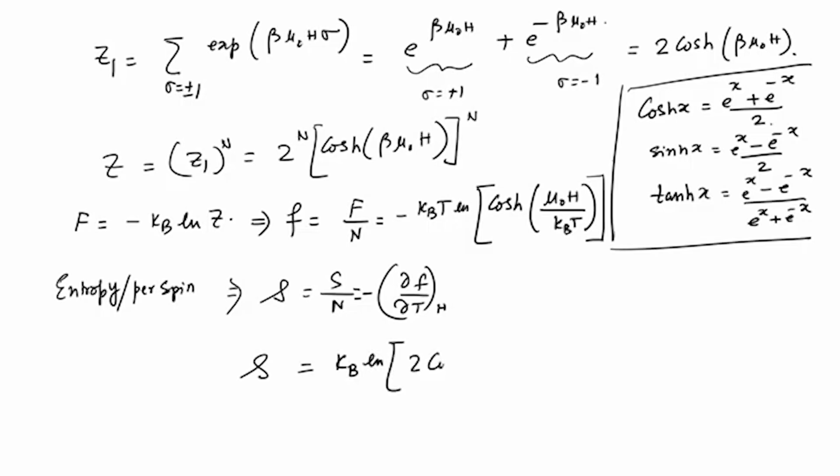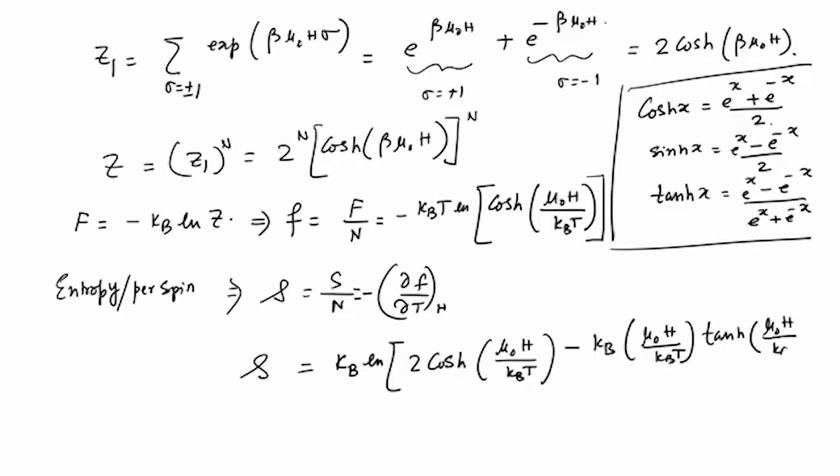So, it is k log of 2 cosine hyperbolic mu 0 h by k T. One term comes from the log of this, and then the other term is mu 0 h by T tan hyperbolic mu 0 h by k T. So, that is the entropy per particle, and the magnetization, the other important quantity in this context, is the magnetization per particle.